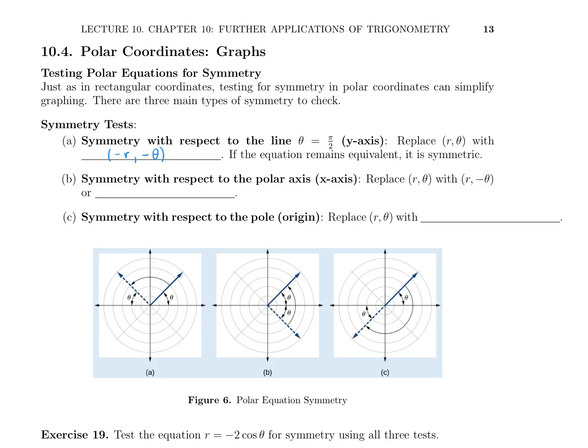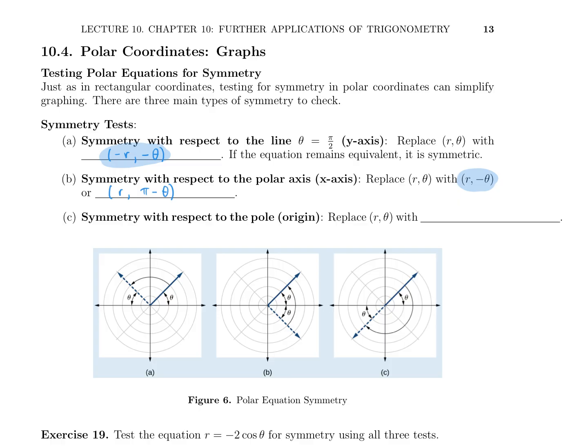For the second symmetry test, to see if there's symmetry over the x-axis, also known as the polar axis, you want to replace r comma theta with r comma negative theta. It also works if you replace theta with pi minus theta, but I highly recommend that you just simply replace it with r comma negative theta. It's much easier to do it that way.